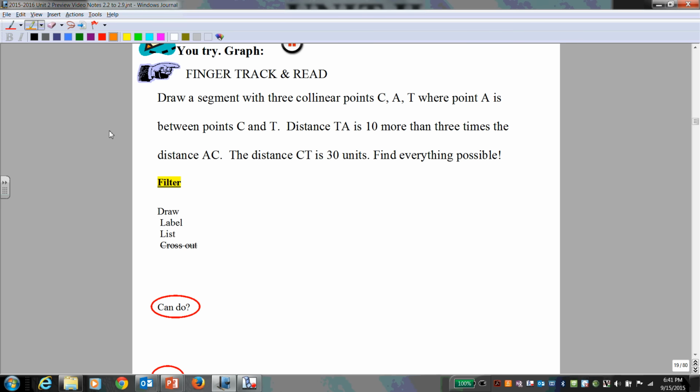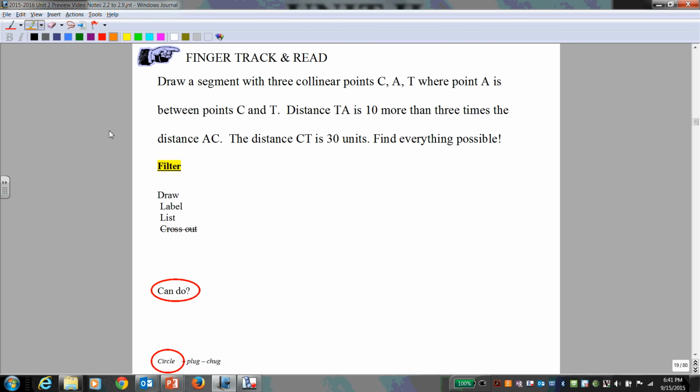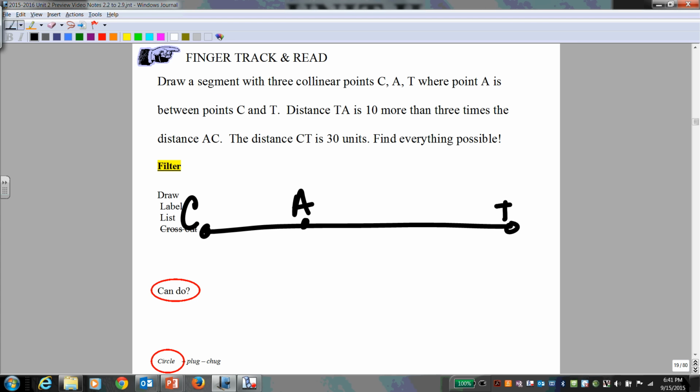Welcome back. Let's see how you did. First off, we have a segment, 3 collinear points of C, A, and T, where A is between C and T. The distance of TA is 10 more than 3 times the distance A to C. So we're comparing A to C.